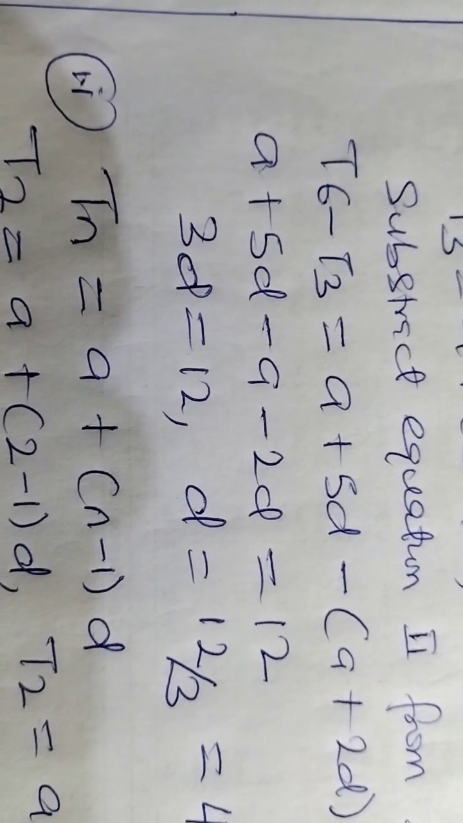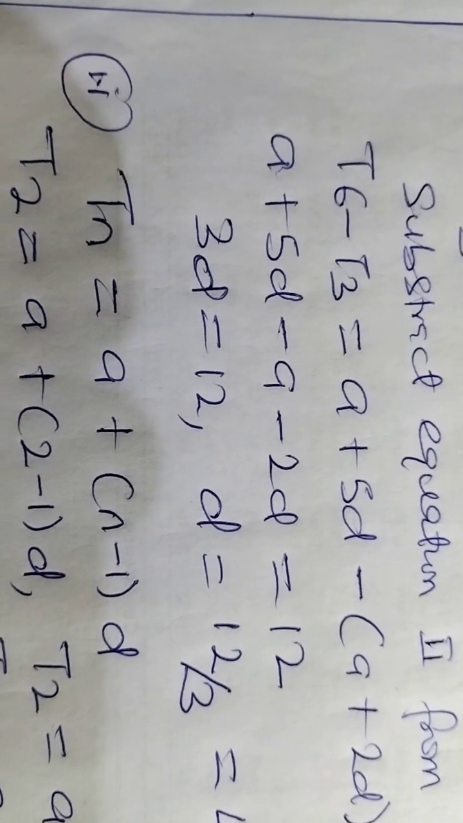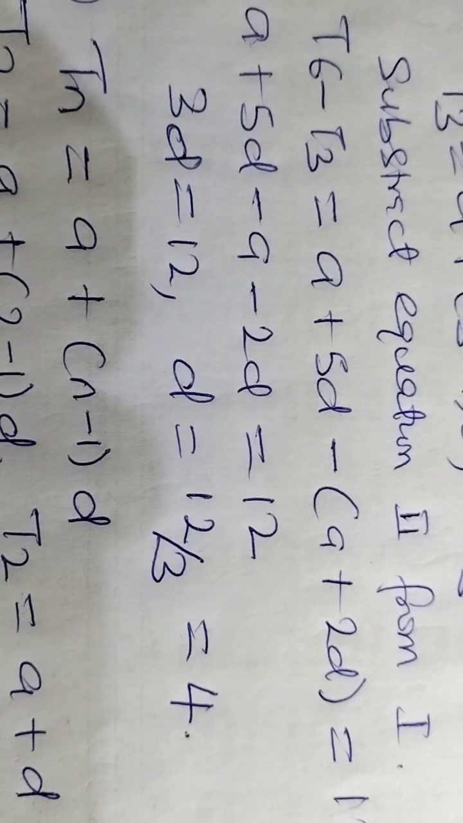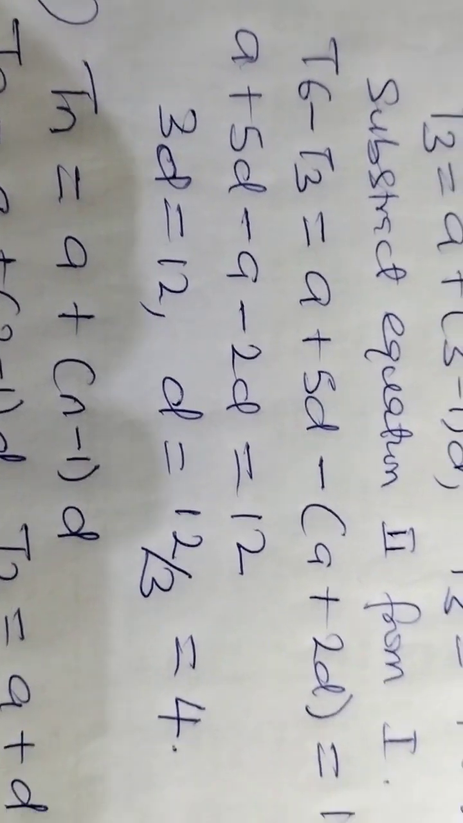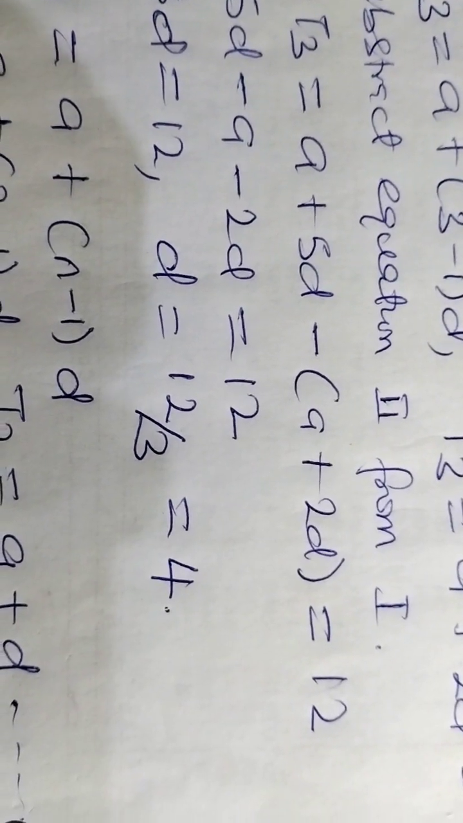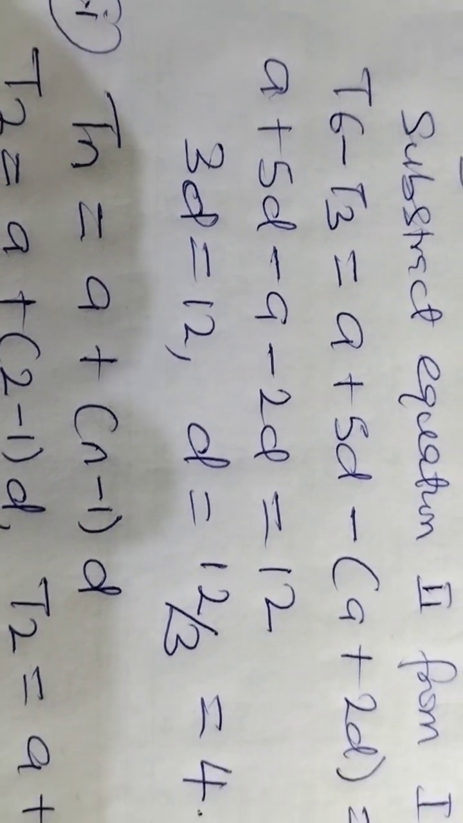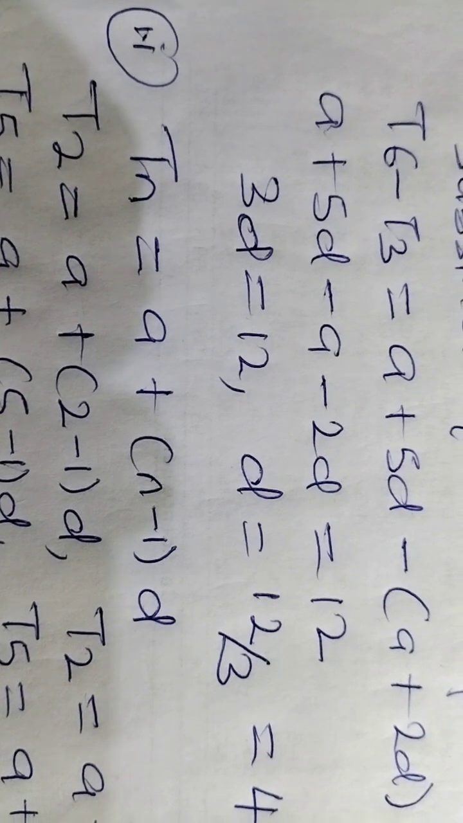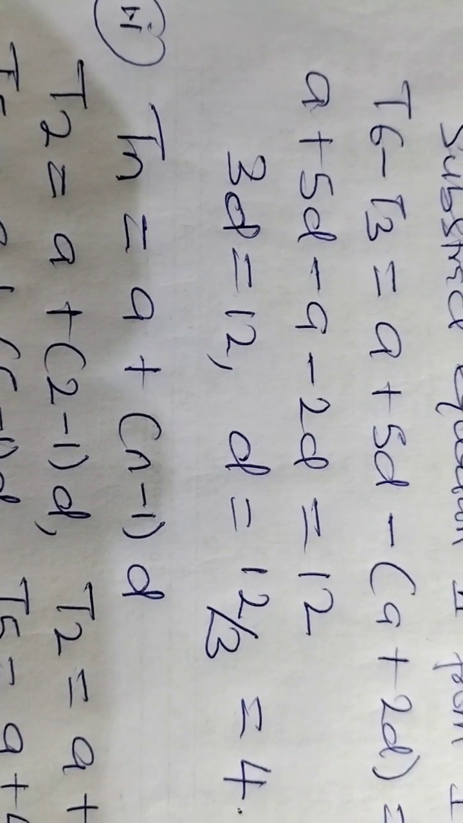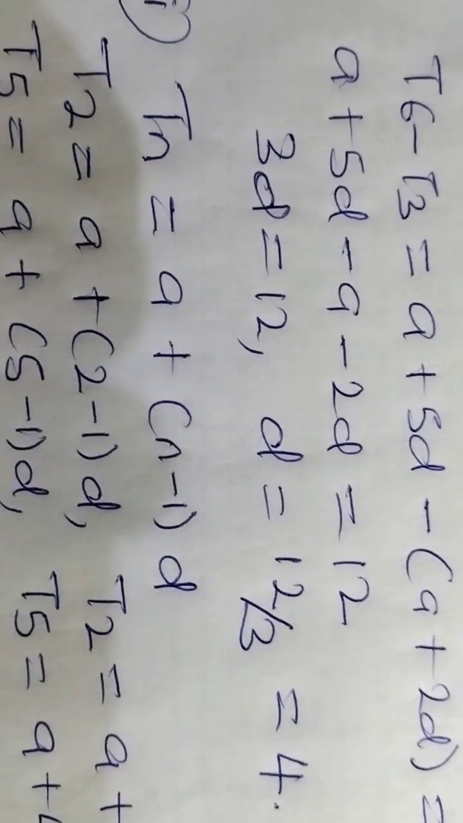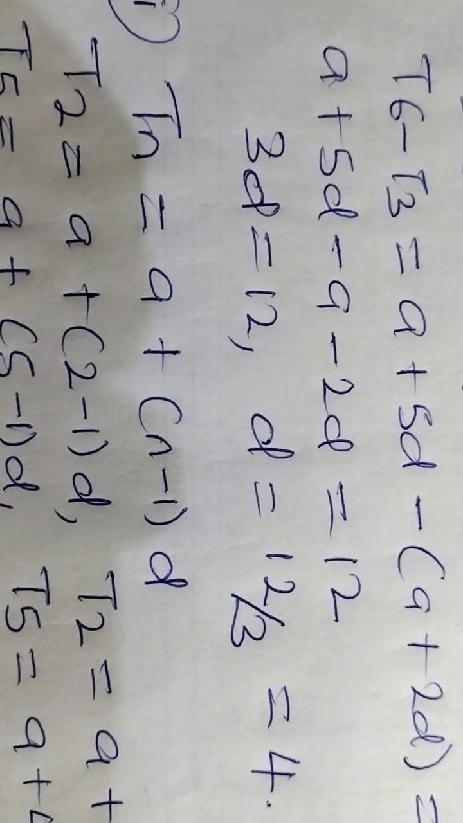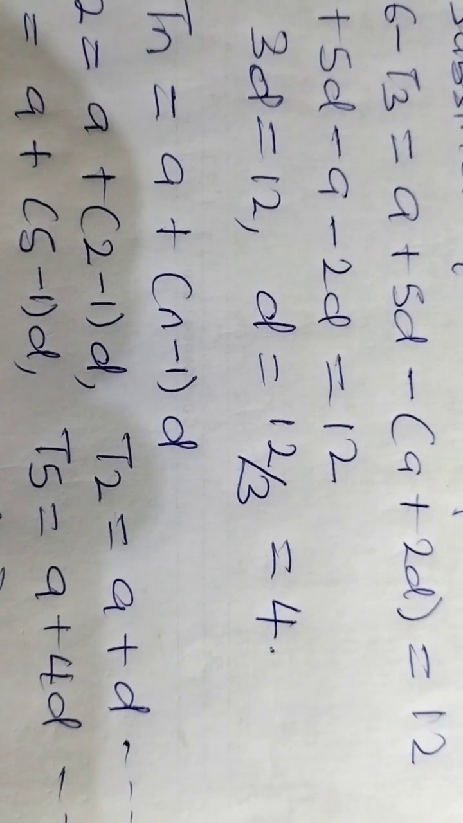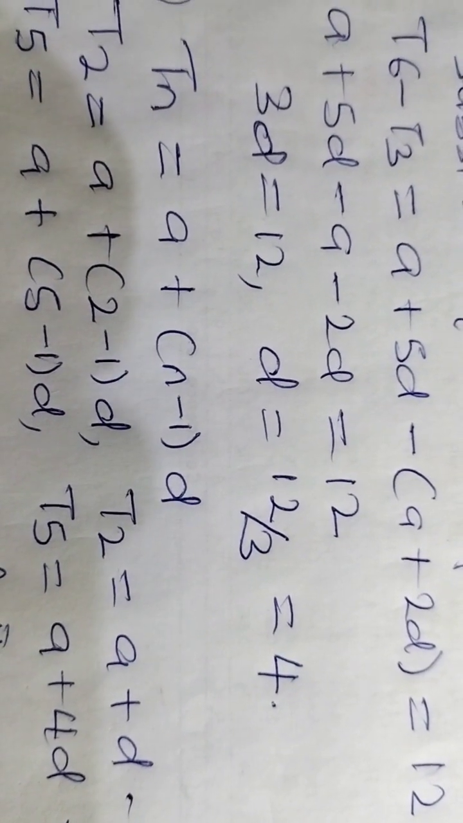Then we continue. Term 6 minus term 3: A plus 5D, opening the bracket, we now have minus A, then minus times plus 2D gives minus 2D, equals 12. Picking like terms, A minus A is 0, then 5D minus 2D gives us 3D, which is equal to 12. Then D equals 12 over 3, giving us 4. So the common difference is 4.